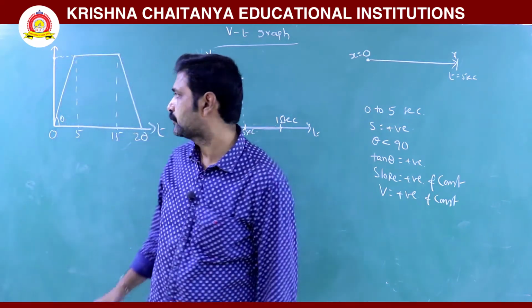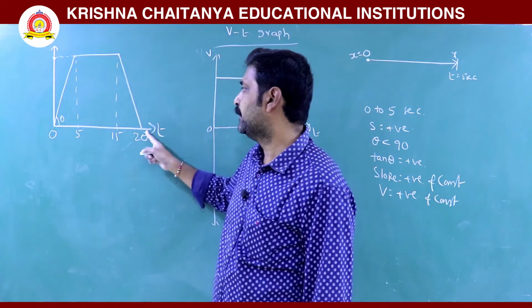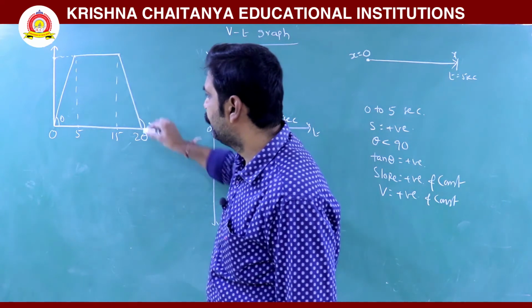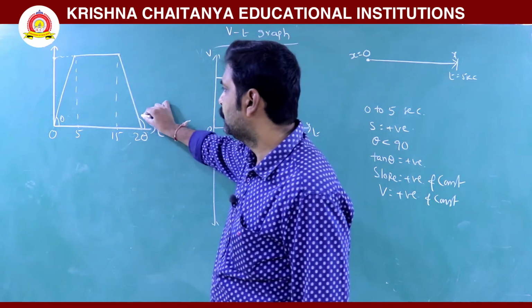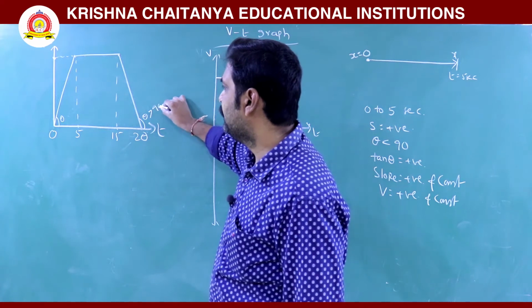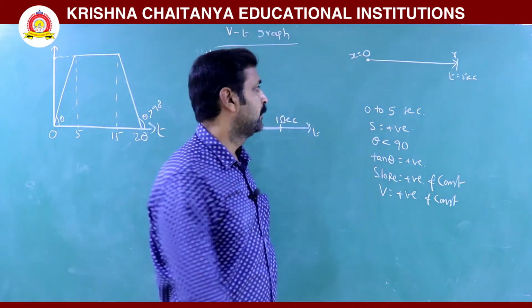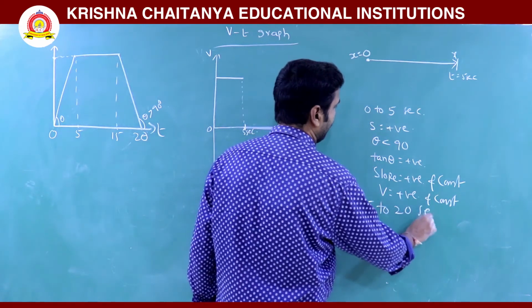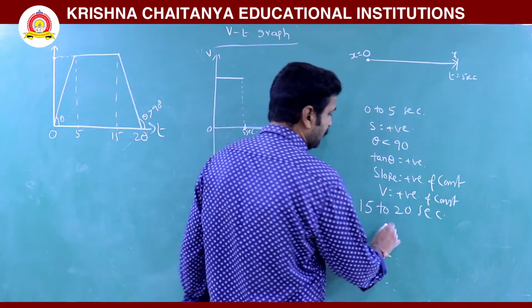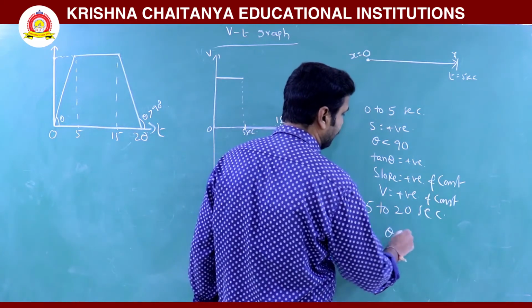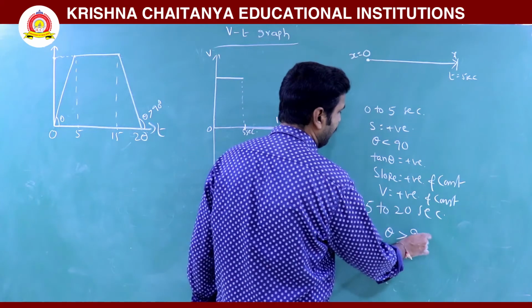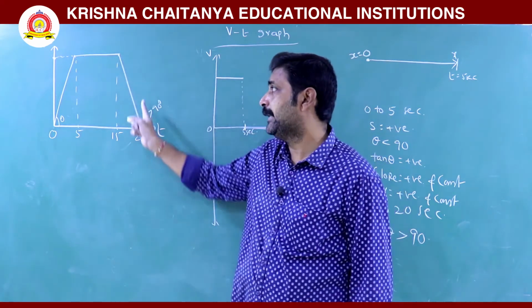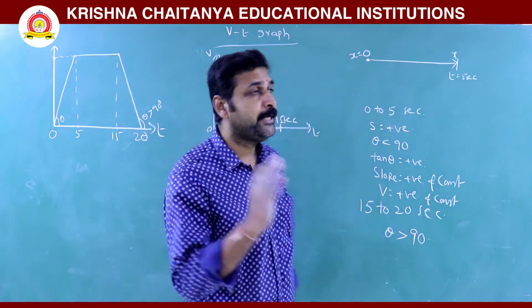Now thereafter, from 15 to 20 seconds, this is a straight line. What is the slope here? From 15 to 20, the slope angle theta is greater than 90. Displacement is again positive. What does it mean? The body turns back and comes toward the origin.